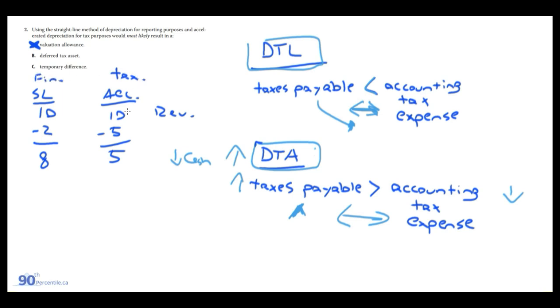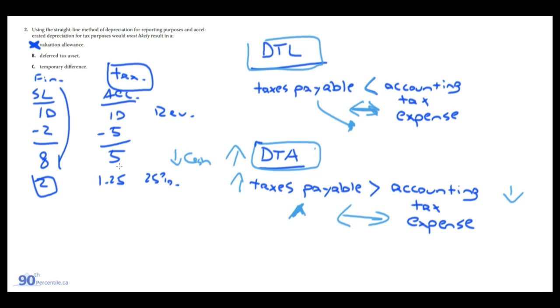So in this case, for tax purposes, the taxes that we're actually going to have to pay, let's just say our tax rate is 25%. So for tax purposes, we have a 5 million taxable income times 25%. We're going to have to pay 1.25 million in tax according to the government. Whereas here, same tax rate, 25%, we're going to have to pay 2 million in tax on the financial statements, right?